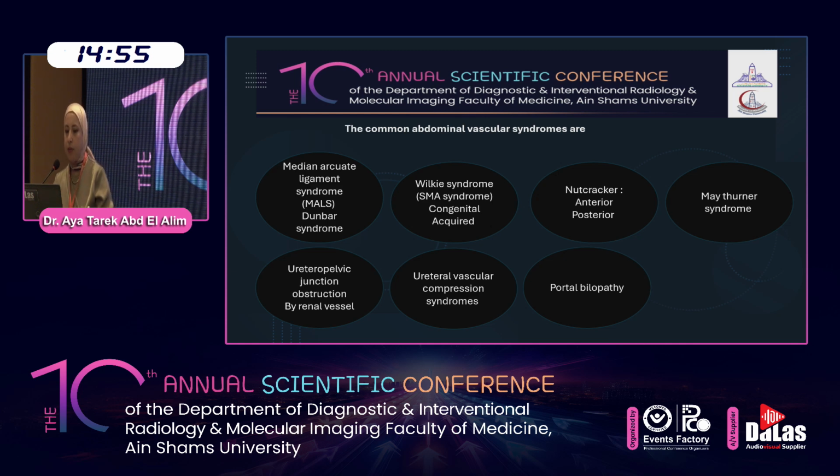The common abdominal vascular syndromes are median arcuate ligament syndrome, Wilkie syndrome, congenital and acquired, nutcracker anterior and posterior, May-Turner syndrome, uretero-pelvic junction obstruction by renal vessel, ureteral vascular compression syndromes, portal biliopathy.